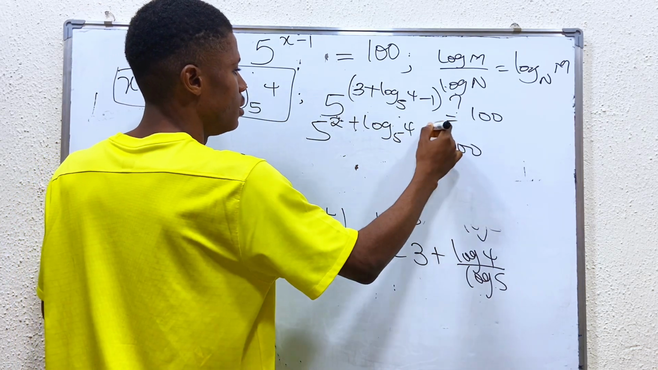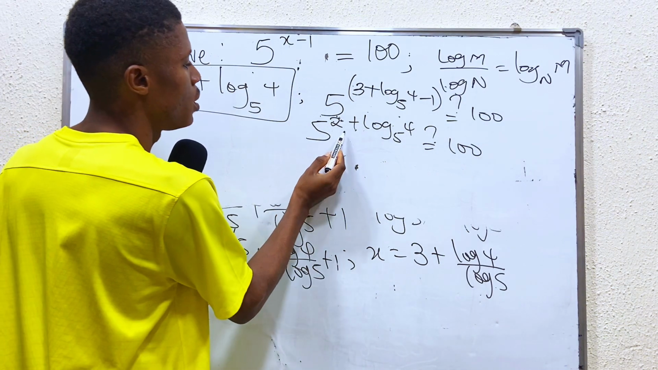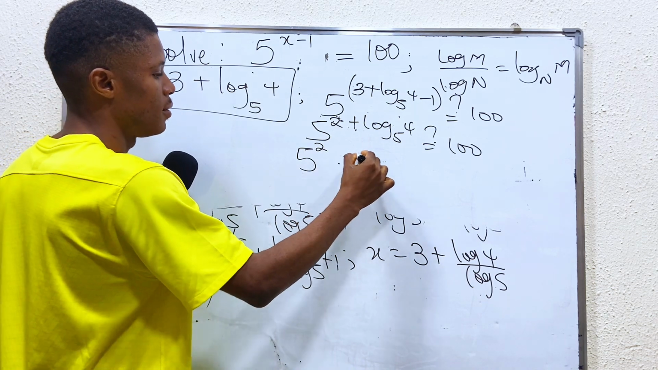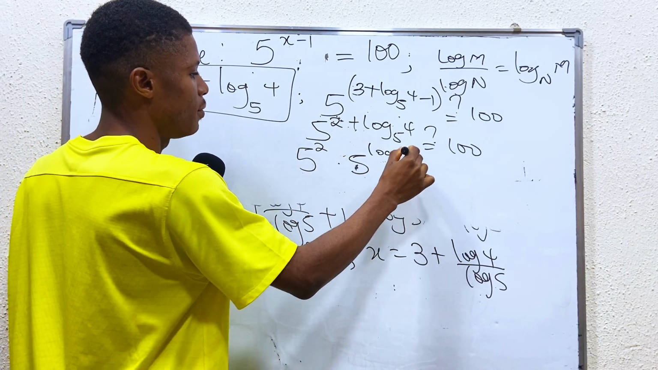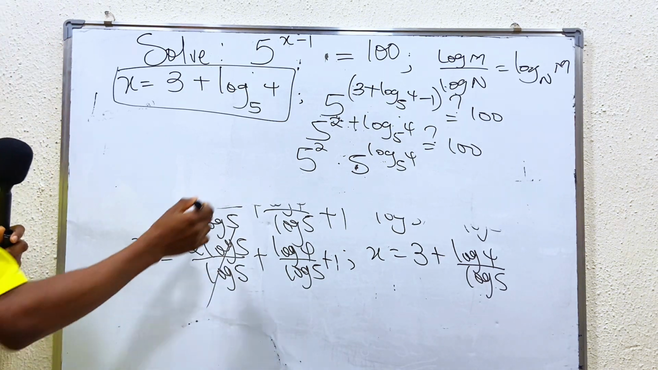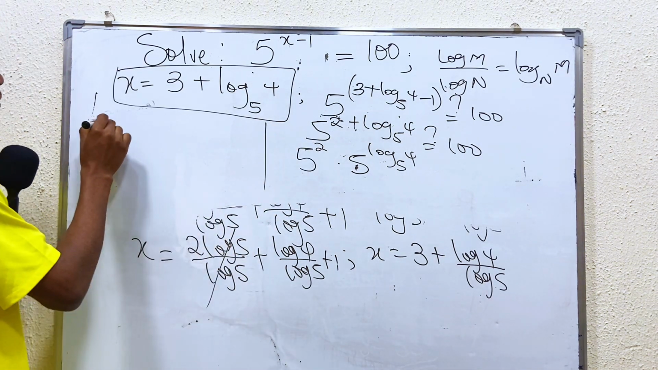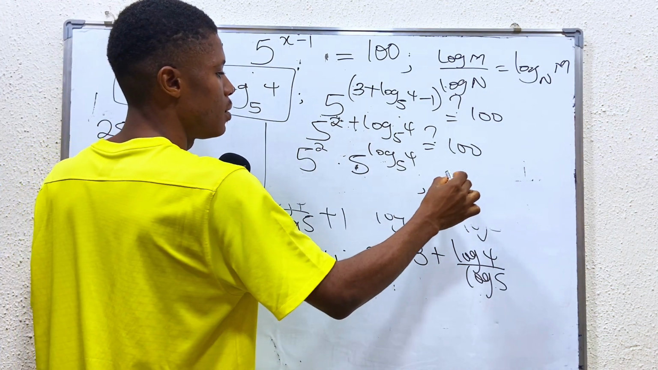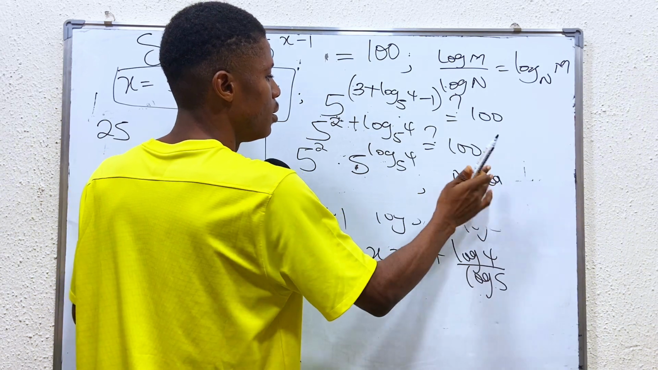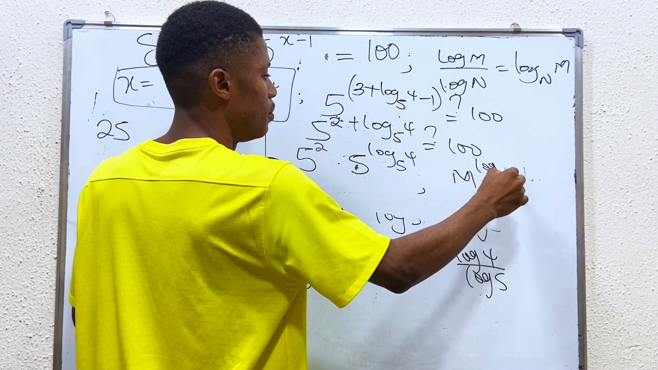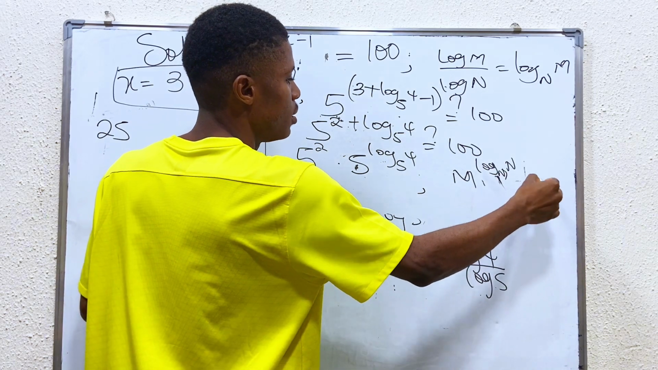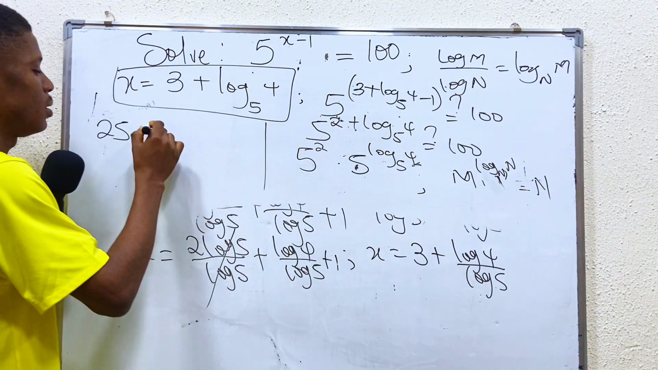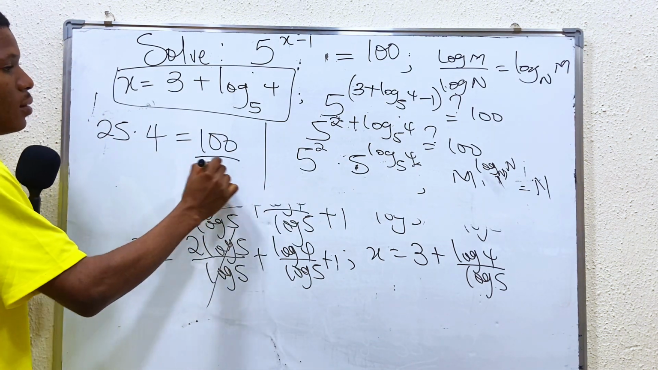Is it 100? We use the law of exponent to split the powers. So we can write it as 5 squared times 5 power log base 5 of 4. Let's complete it here. 5 squared is 25. When you raise m to the power log base m of n, the answer is n. The answer will be the power, so this will now be 4. So you have 25 times 4, which is exactly 100. So our answer is right.